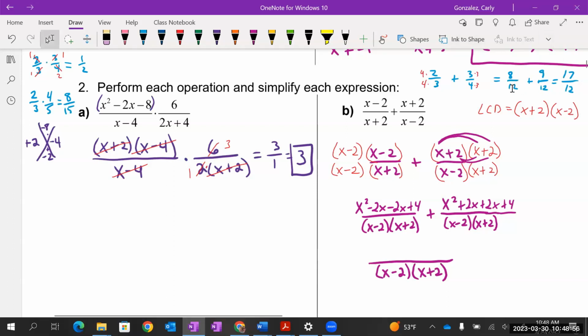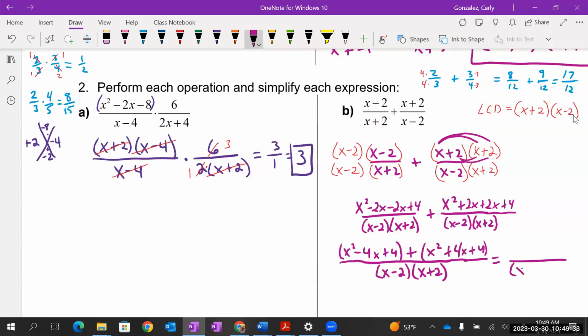The 12, we had 8/12 and 9/12. We add the numerators, but that denominator stays the same. So feel free, you could simplify right now, or you could just write it all out. We have an x squared minus, I'll simplify as well. I'll simplify the numerators, minus 4x plus 4. And over here, we have an x squared plus 4x plus 4.